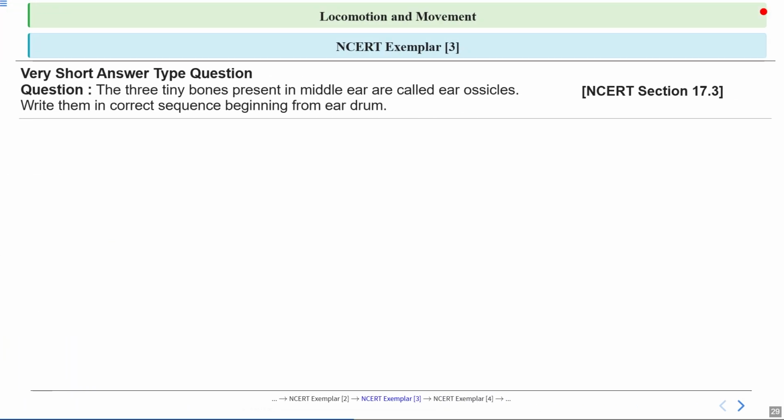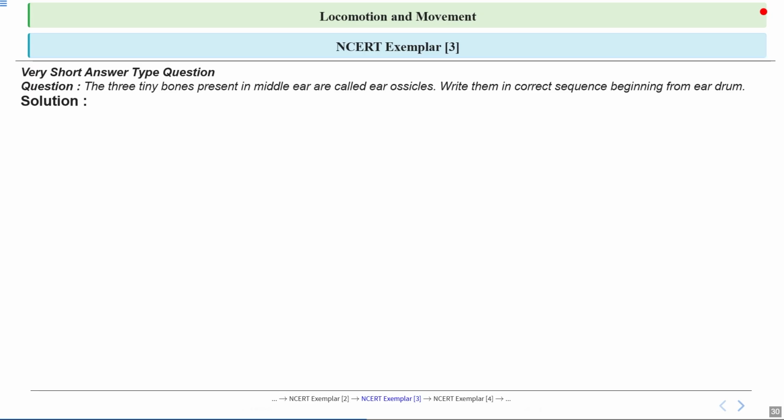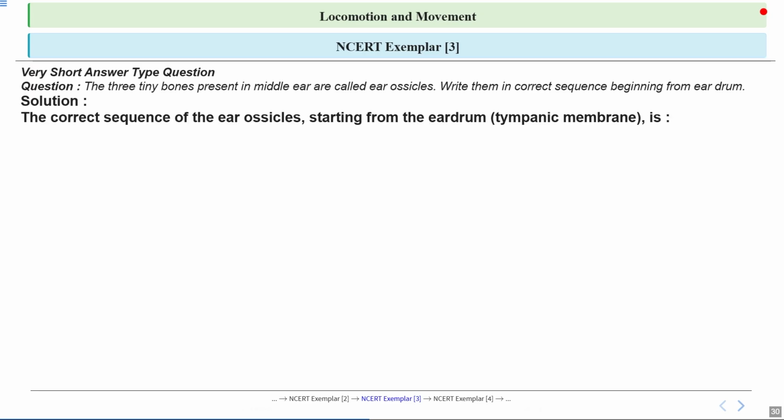This is question number 3, and the question is: the three tiny bones present in the middle ear are called ear ossicles. Write them in correct sequence beginning from the eardrum. Okay, let's discuss the answer. The ear ossicles are three bones in the middle ear that help transmit sound vibrations from the eardrum to the inner ear.